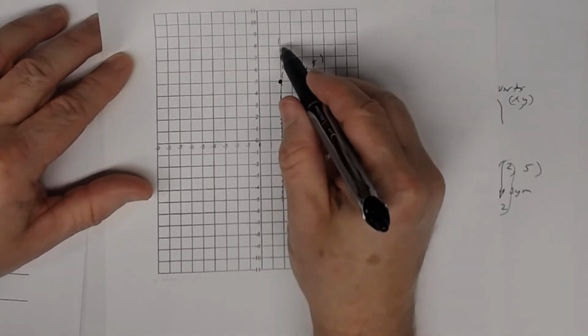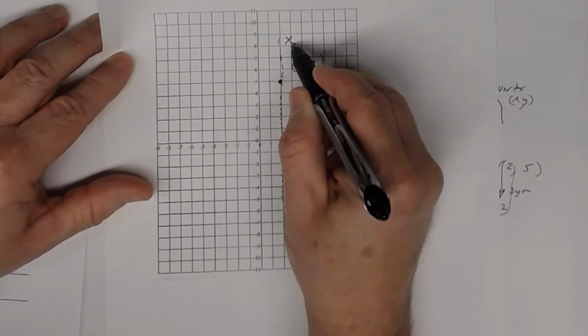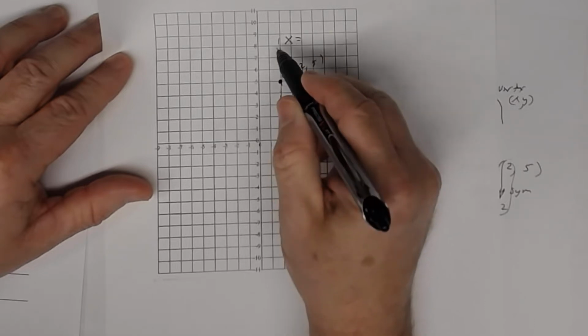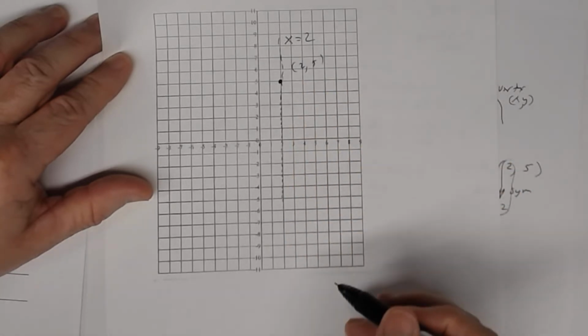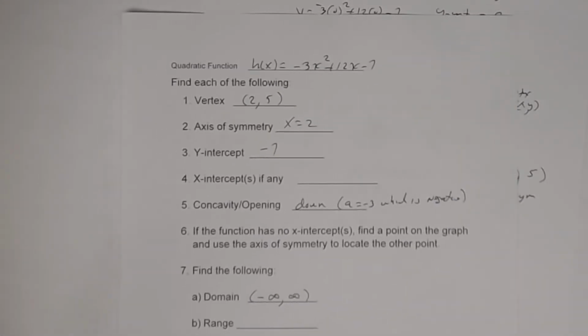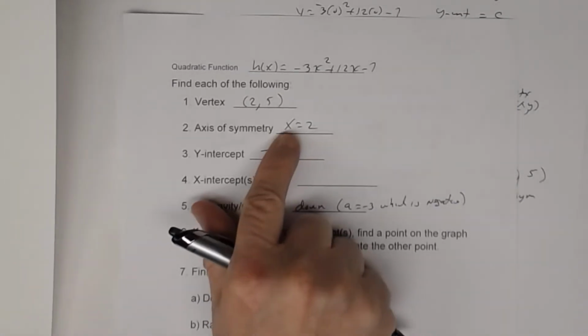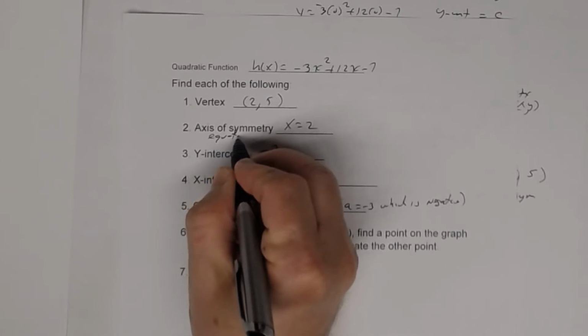When naming a vertical line, you must always use an equation. So you're going to say x equals. Remember, the vertical line is x equals, and then it's x equals 2. So that's your axis of symmetry, x equals 2. It's very important. You don't just put the number 2 here, you put x equals 2. So the axis of symmetry is an equation.